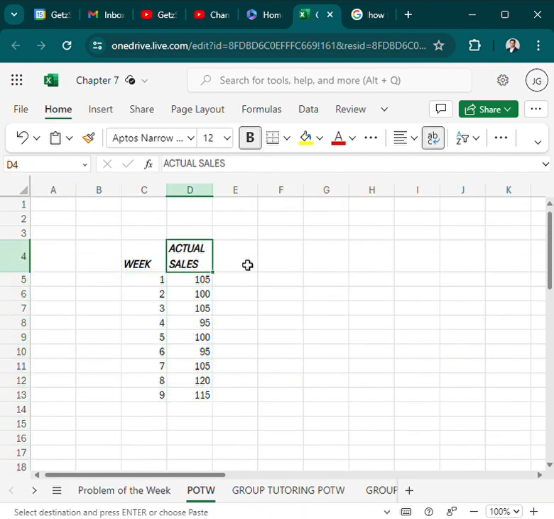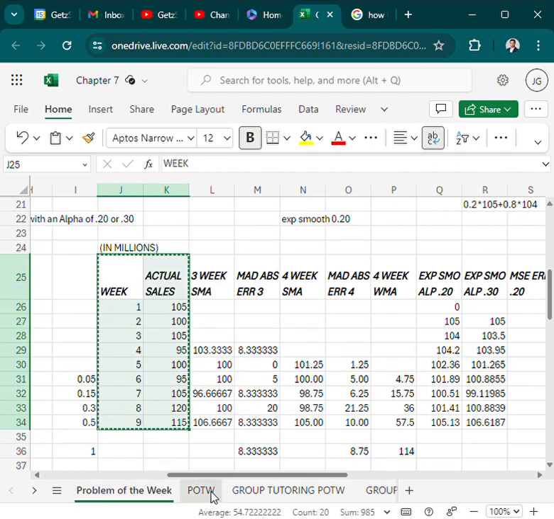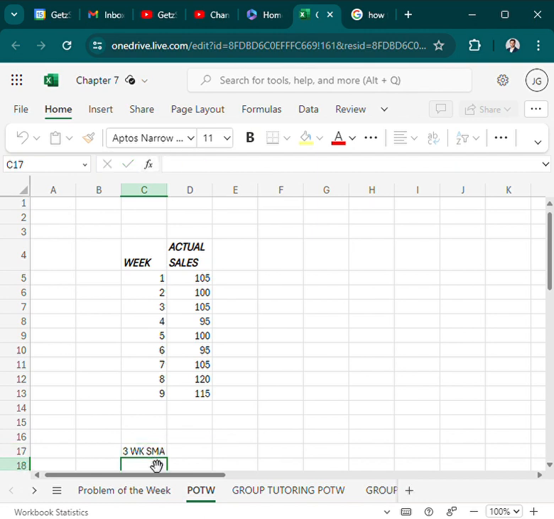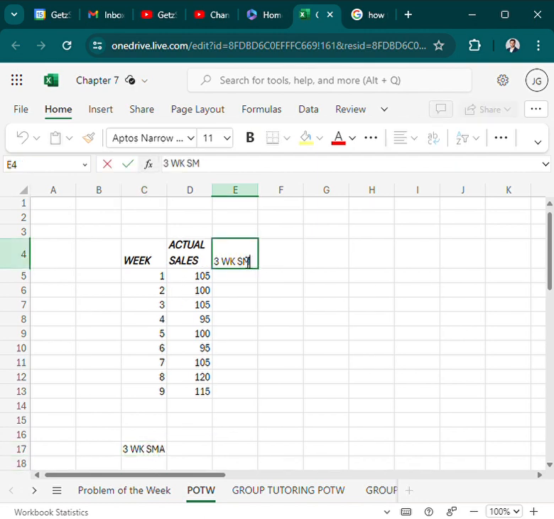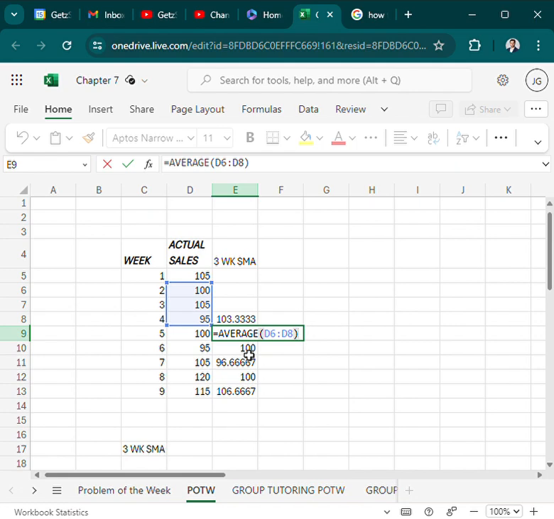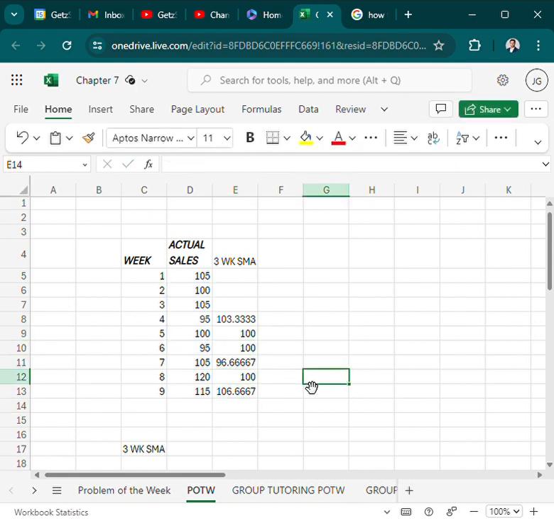The first thing they're asking us for is our 3-week SMA. To do this, all we do is take the average of the last 3 weeks of sales. So we type in our average function, select the 3 weeks, and then drag down, and this will repeat the function. You see the last 3 weeks for week 5, week 6, week 7, week 8, week 9.